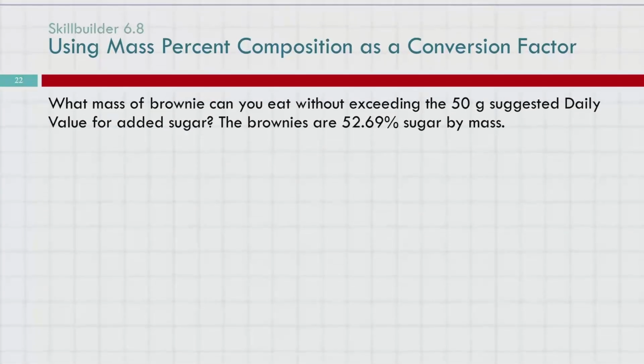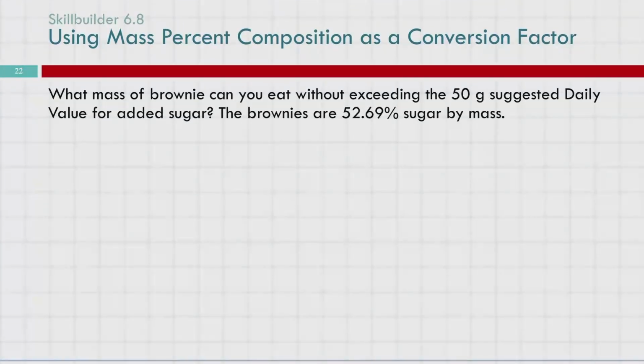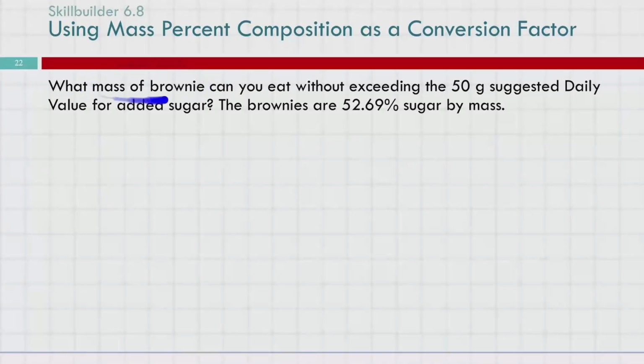So let's say that we want to figure out how much brownies can we eat. Let's say that we've cut out added sugar in the rest of our diet. We're just getting it through things like fruits and vegetables. We want to figure out what's the mass of brownie that we can have as a little treat to help supplement our strict caloric deficit that we're holding ourselves to, or our 300 gram excess, depending on what phase we're in. So what mass of brownie can you eat without exceeding the 50 grams suggested daily value for sugar?